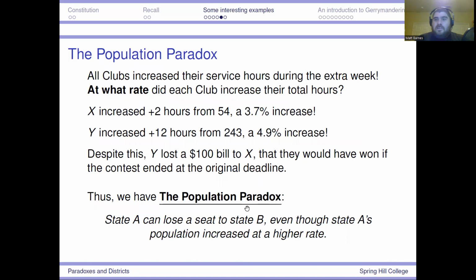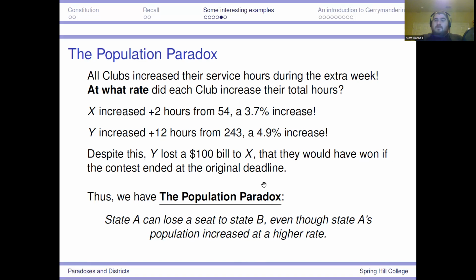And that is what we call the population paradox. So Club X only had 2 extra hours, right, which was a 3.7% increase in their total community service hours. Club Y had 12 extra hours, which was a 4.9% increase. And so even though they got more hours and a higher percentage increase of hours, Y actually loses one of the $100 bills to X, right? So if the contest ends at the original deadline, Y gets an extra 100, but with this extra week, X actually sneaks one away, even though they did fewer community service hours and it was a smaller percentage increase in their overall hours.